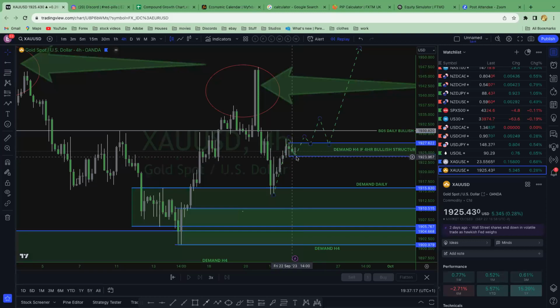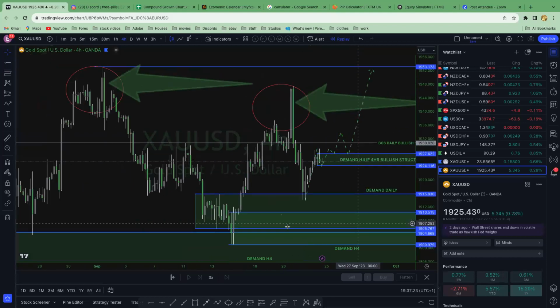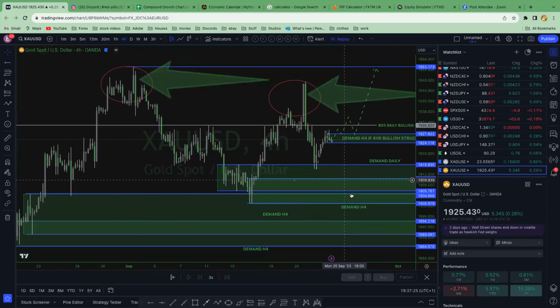So right now it looks like it's creating a higher low here. And if it breaks this level, this higher low should hold. We should get a pullback and a continuation of this buy trade going towards the upside based on a 4-hour idea, basically. That's what we're looking for on gold.